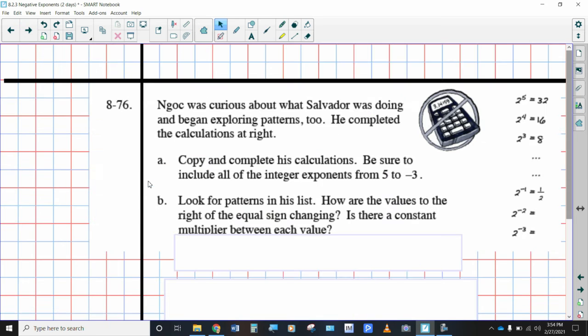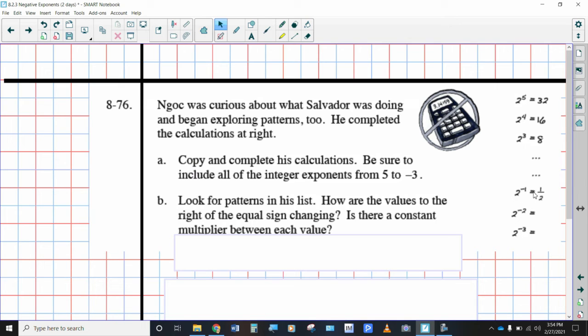Okay? Now let's do the same pattern, but let's do it with the number 2. And let's start with 2 to the 5th and actually take it all the way to 2 to the negative 5th so you can clearly see the patterns. Okay? And pause. Do the exact same thing that we did in the previous.